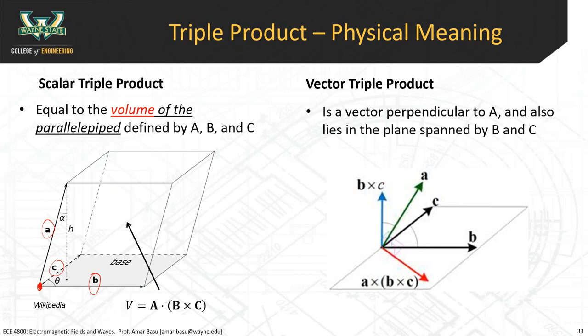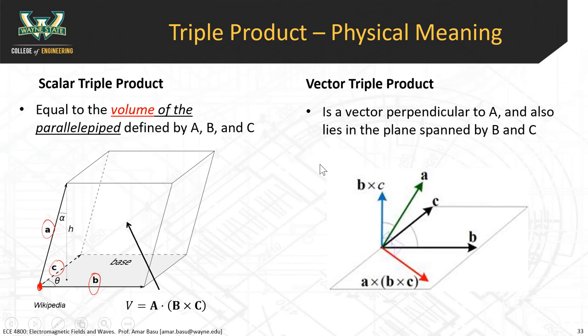And then you can create that three-dimensional object and have the other three faces, and then you have a volume. So the scalar triple product is going to be equal to the volume of this shape that's defined by A, B, and C.